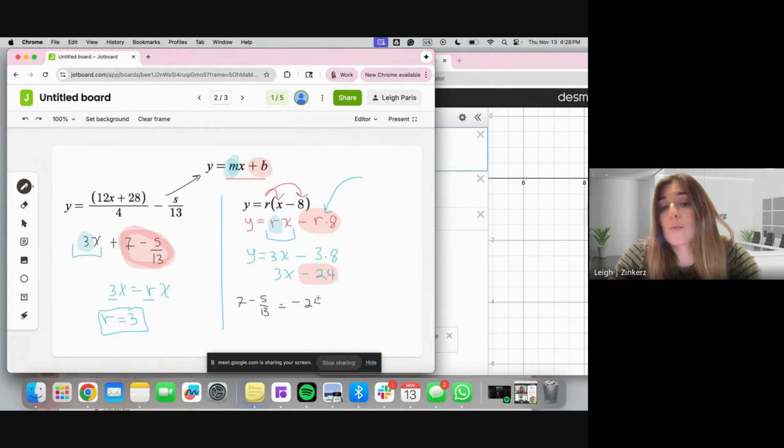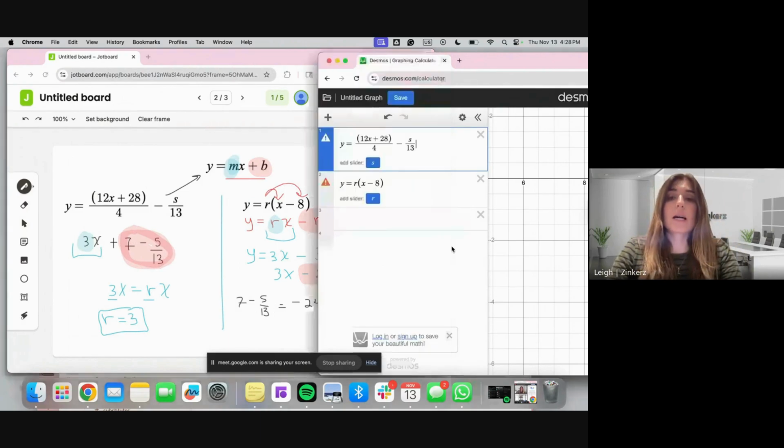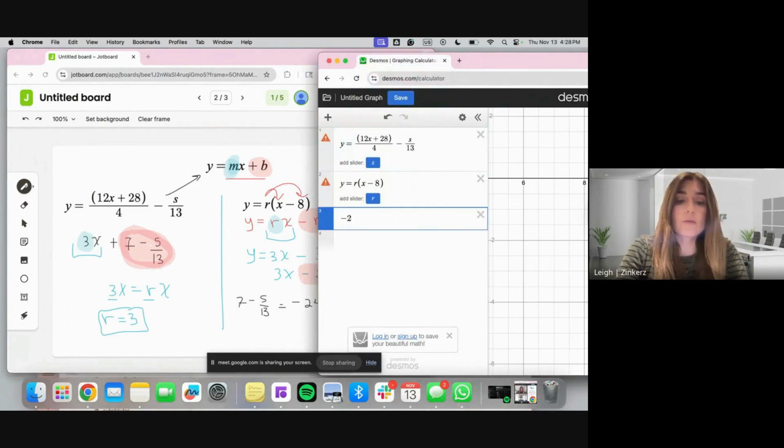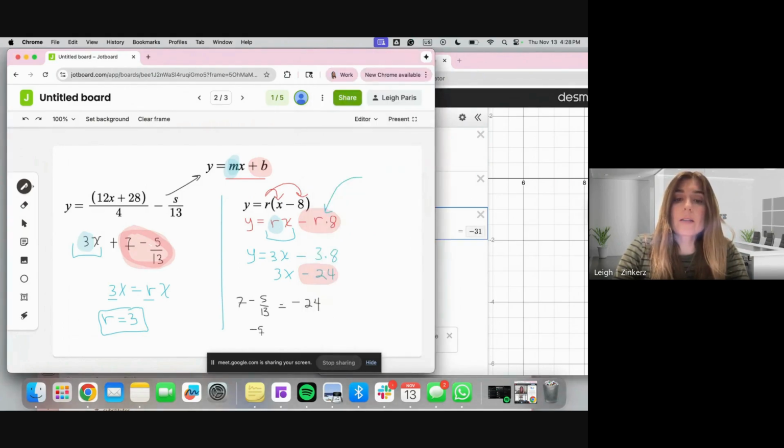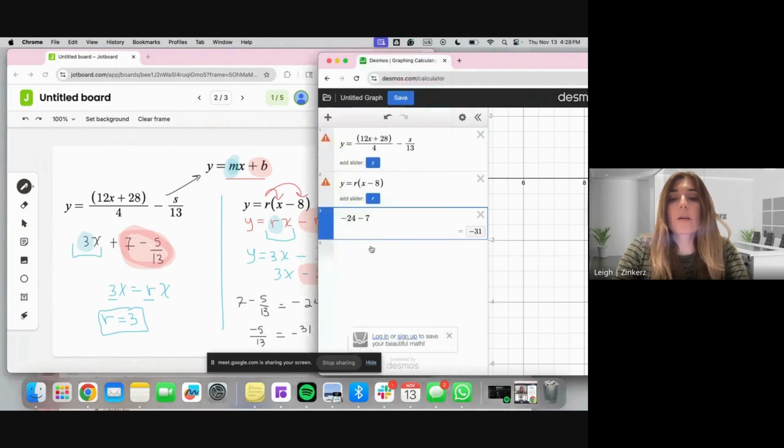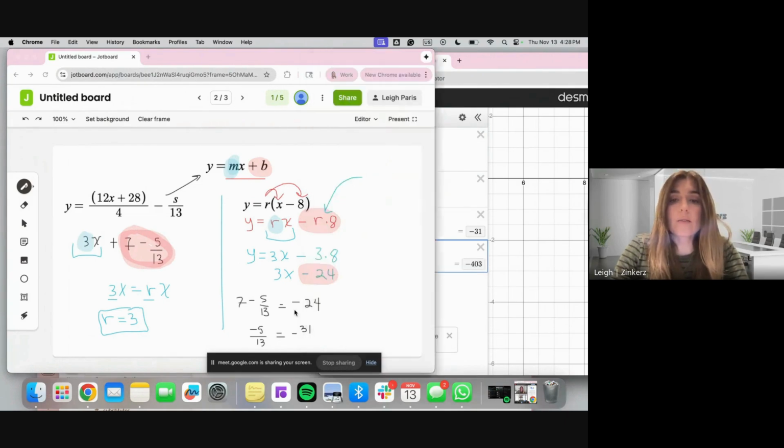And this is just algebra now. So I'm going to subtract 7 from both sides. You can use a calculator if you need to. Negative 24 minus 7 is negative 31. So we have negative s over 13 equals negative 31. We're going to have to multiply both sides of the equation by 13. So negative 31 times 13 is negative 403. So we have negative s equals negative 403.